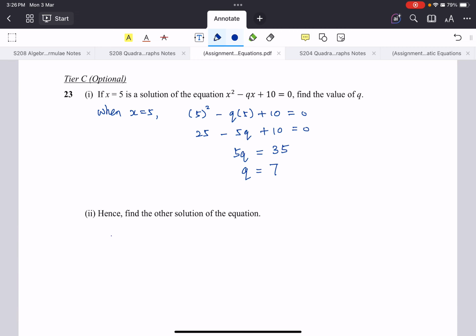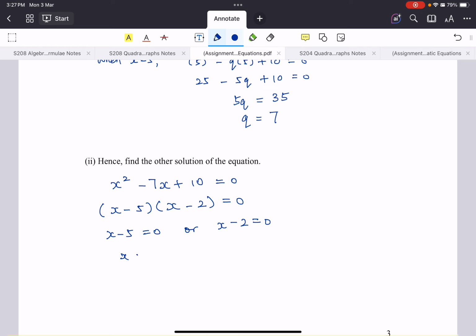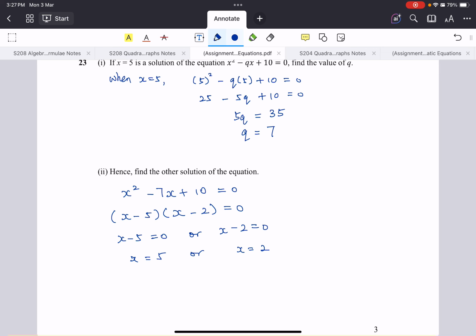Now find the other solution of the equation. Now that we know what q is, the quadratic looks like this: x squared minus 7x plus 10 equals 0. When we factorize this, we have x minus 5 and x minus 2. So x minus 5 equals 0, or x minus 2 equals 0. x equals 5, or x equals 2. So therefore, the other solution is x equals 2.